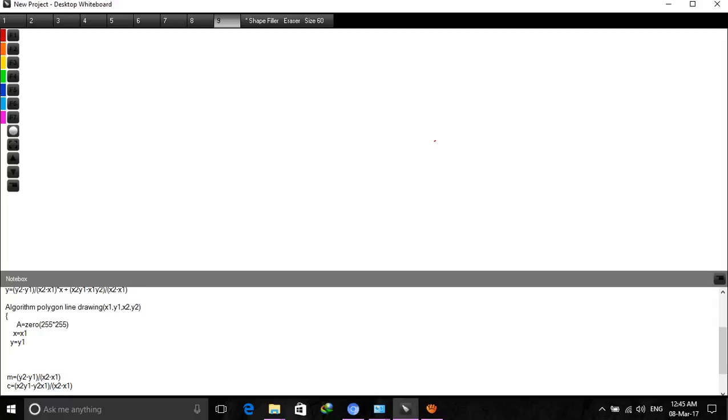Now we can easily write y. So we get y equal to mx plus c, where m is calculated, and x plus c, and the whole value is calculated. Now write a method set pixel x comma y.